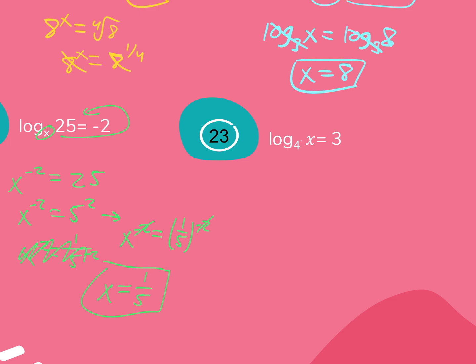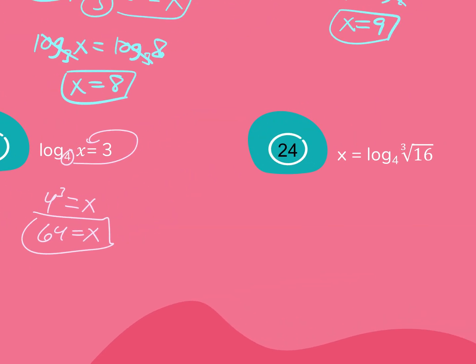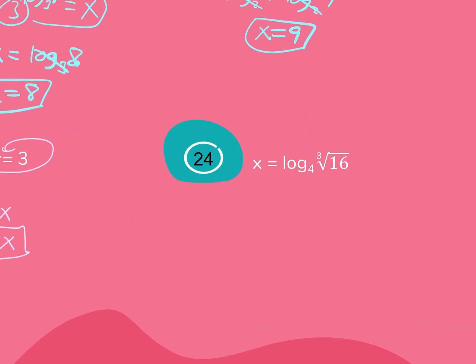If you take this 4 and write it to the power of 3, this equals x. 4 to the power of 3 is just going to get you 64. So 64 equals x. And then this one right here, same thing.